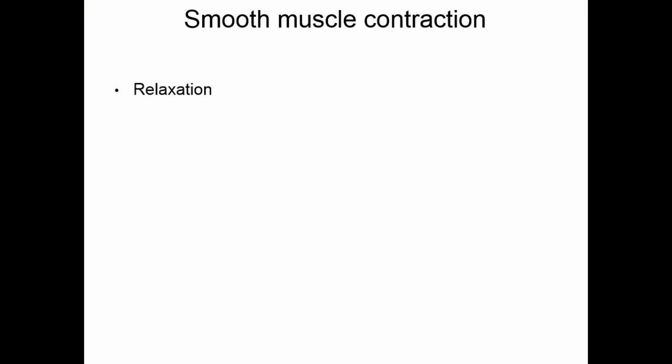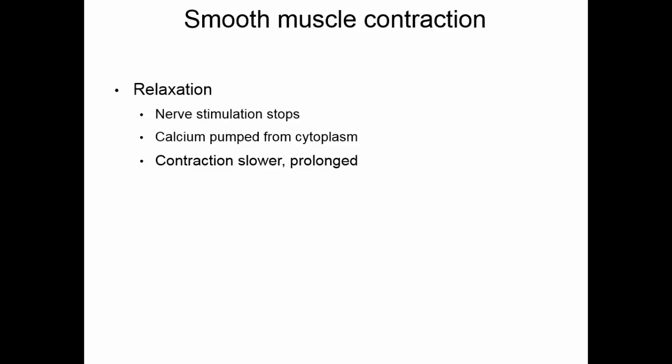When the smooth muscle relaxes, it's because nerve stimulation has stopped. Calcium is pumped from the cytoplasm, both outside the cell and back into the sarcoplasmic reticulum. Just like it took a little while for this calcium to come in, it takes a little while to get the calcium out. So the contraction of a smooth muscle is a little slower to start, but it stays contracted for a little longer. There's also a very low ATP requirement for smooth muscle.